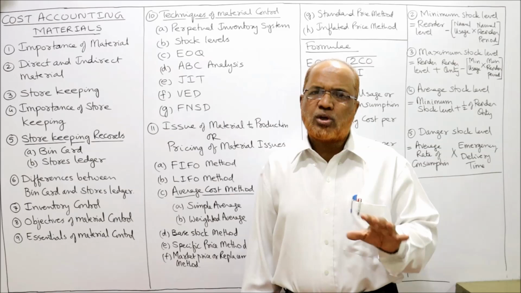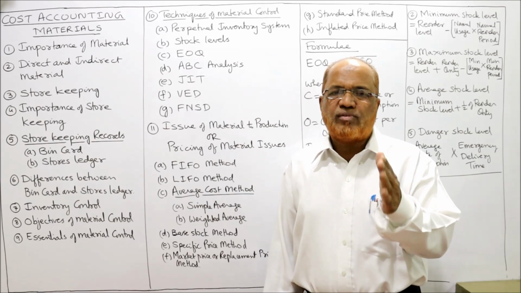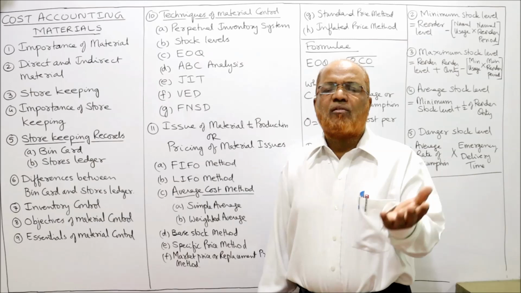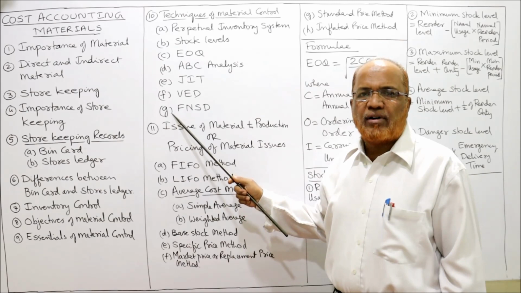Slow. Slow moving materials are those materials which are utilized very slowly. The frequency is very slow, so very little material is enough. Dead. Dead means those materials which are very, very rarely utilized. It will not at all be utilized, or sometimes it will be utilized. That is called dead stock. Like this, these are all the techniques available for controlling or managing the inventory.